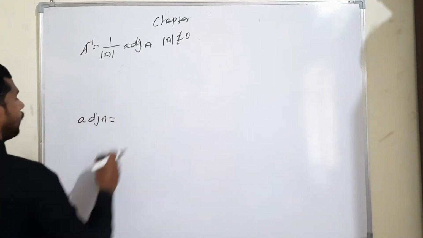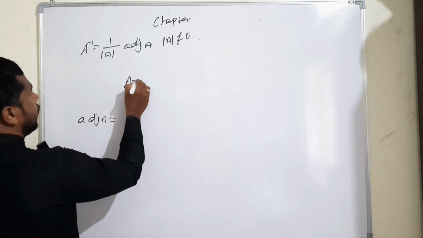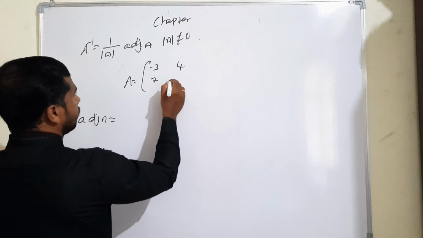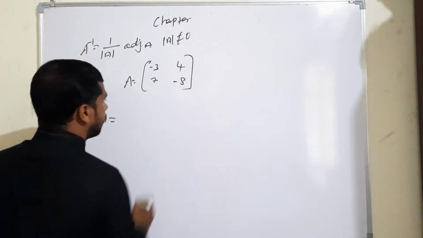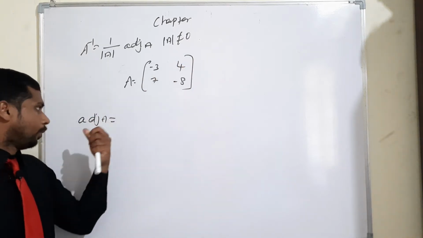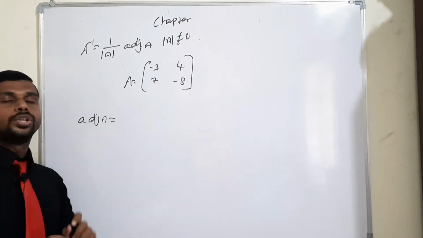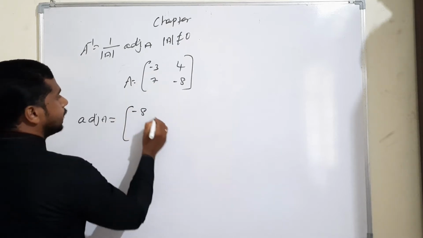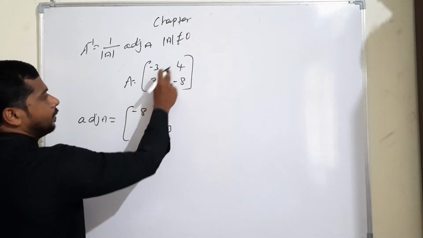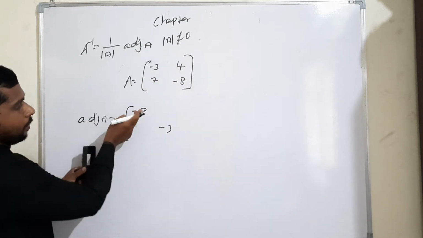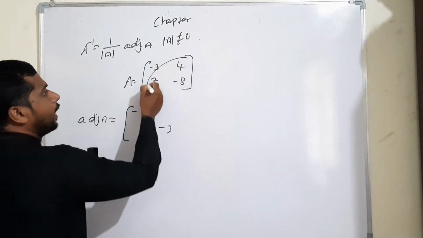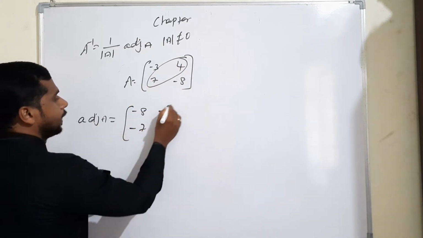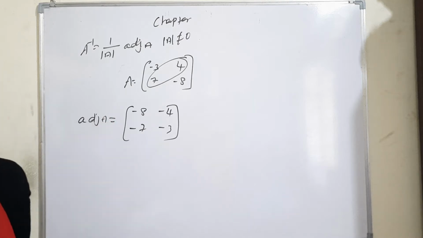The same concept: how to find the adjoint of A? So A is equal to [-3, 4; 7, -8]. If you find the adjoint of A for a 2 into 2 matrix, it means interchanging the leading diagonal. Adjoint of A means -8, -3, then change the sign of the off-diagonal. So interchanging the leading diagonal, and for the off-diagonal, change the sign only. Positive 4 becomes minus 4, positive 7 becomes negative 7. This is called the adjoint of A for a 2 into 2 matrix.